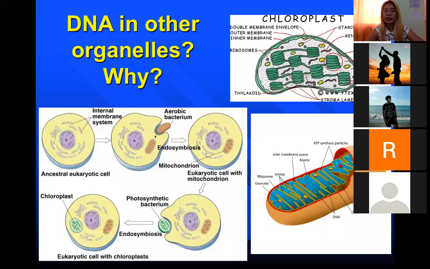At nung nakita nitong ancestral eukaryotic cell na magiging advantageous sa kanya kung meron siyang sariling way of using oxygen to produce 38 ATPs. Ang ginawa niya, ipinasok niya sa loob ng cell niya itong aerobic bacterium na to. And symbiosis, this is a kind of ecological relationship.